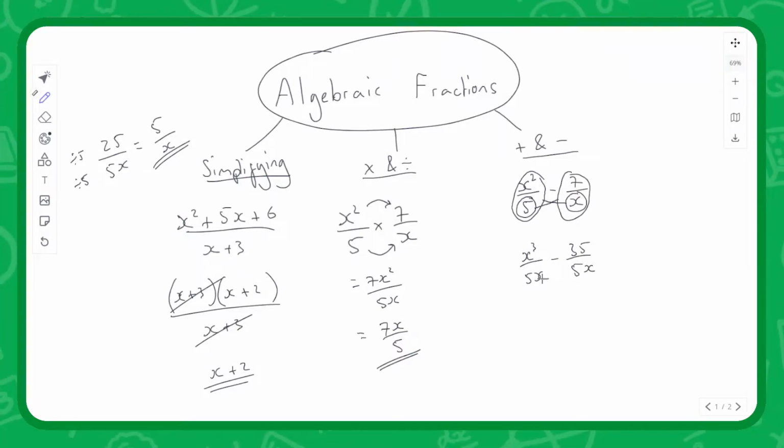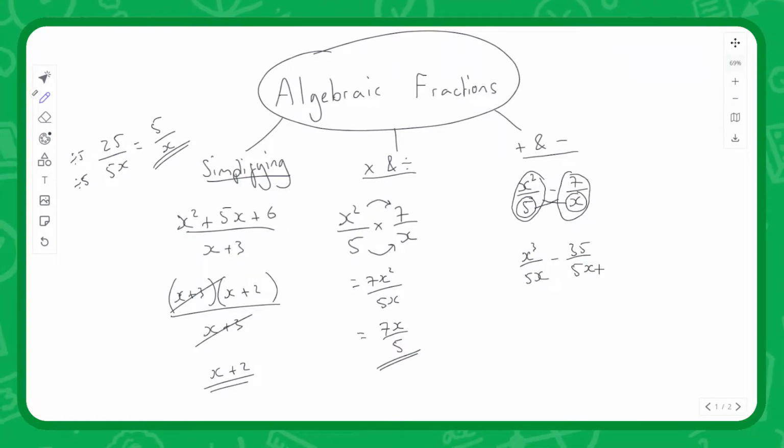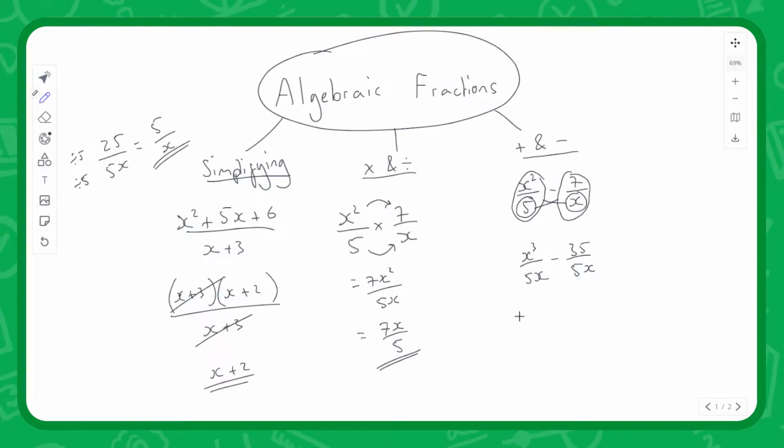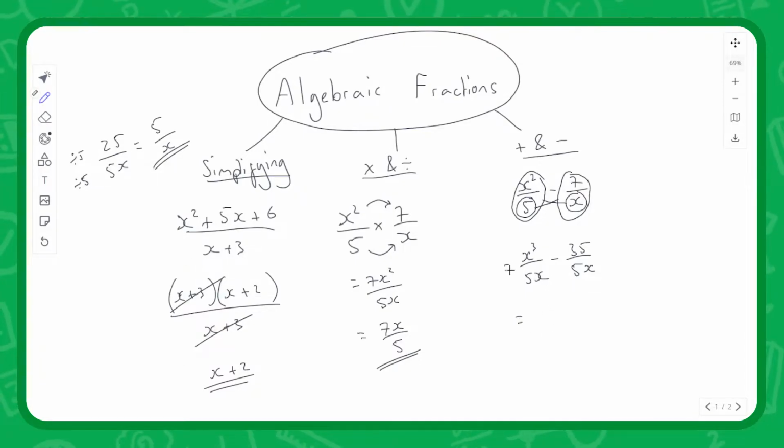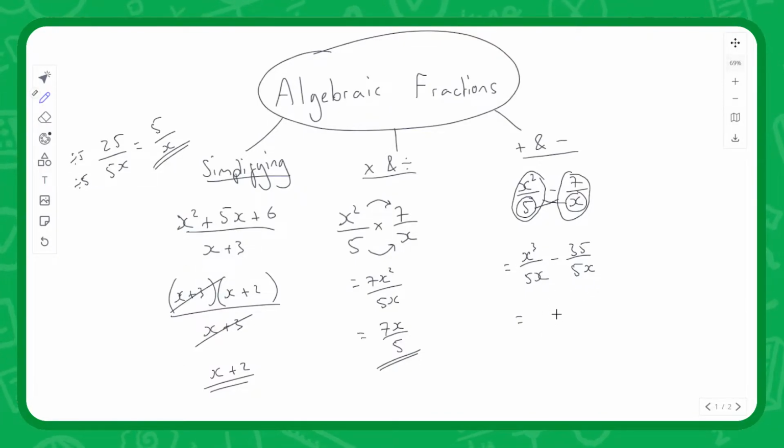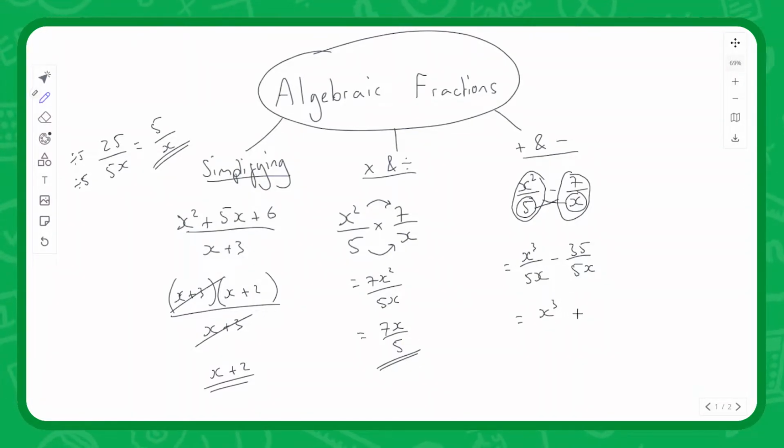And you can see right now that the trick's worked, right? We've ended up with the same denominator in both fractions. And so this can then be combined, right? We can just combine the numerators together now, and I end up with x cubed minus 35 over 5x.